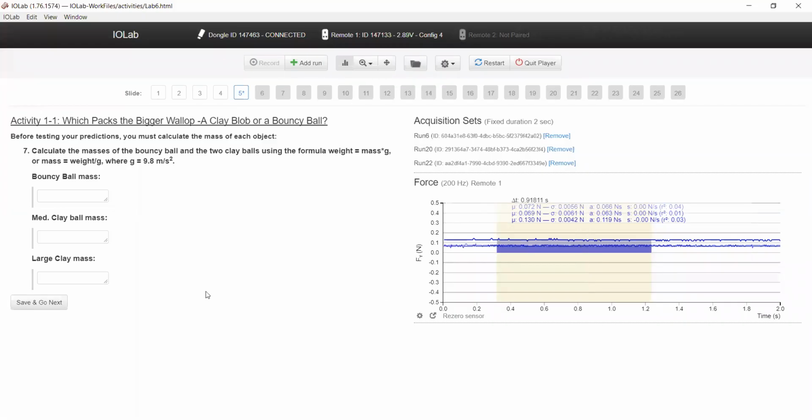So in the next slide, we are asked to calculate the mass. For that we have the weight, and we need to calculate the mass using the value of g. So take the values from the previous slide, divided by g, 9.8 meters per second squared, and you will get your mass. Put it there, click on save and go next after that.